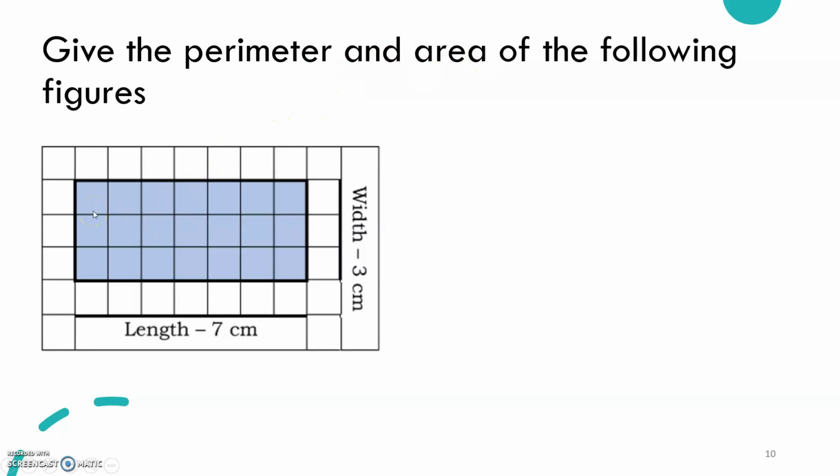So, we have a rectangular figure. So, ang length niya ay 7 centimeters and ang width niya is 3 centimeters. What do you think is the perimeter? The answer is 20 centimeters. Kasi meron tayong 7 plus 7 is 14, and then 3 plus 3 is 6, and 14 plus 6 equals 20. What about the area?